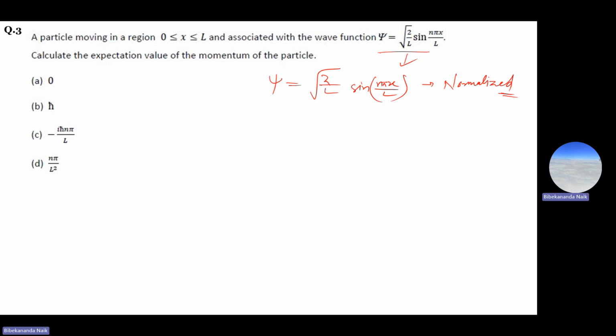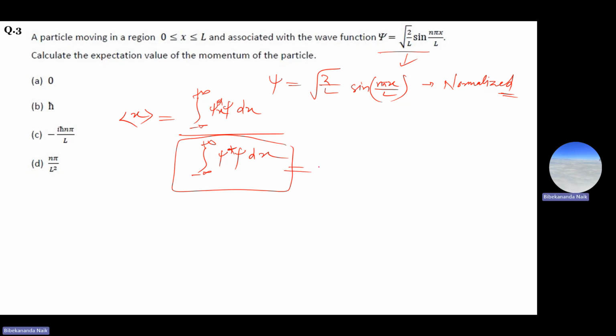If you talk about the expectation value, in the last class we discussed: suppose we want to find the expectation value of the operator of the physical quantity x. It will be the integration from minus infinity to plus infinity of psi star x psi dx, divided by the integration from minus infinity to plus infinity of psi star psi dx. The denominator needs to be 1 since the wave function is normalized. This is the condition of normalization.